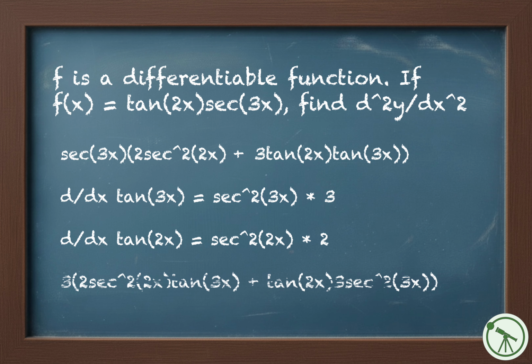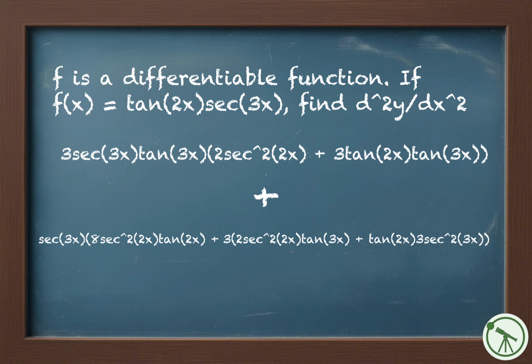Putting this all together will give us 2 secant squared of 2x times tangent of 3x plus tangent of 2x times 3 secant squared of 3x, all multiplied by 3. And finally, we apply this huge expression back to the first part, do a little bit of distributing, and boom, we have the second derivative.